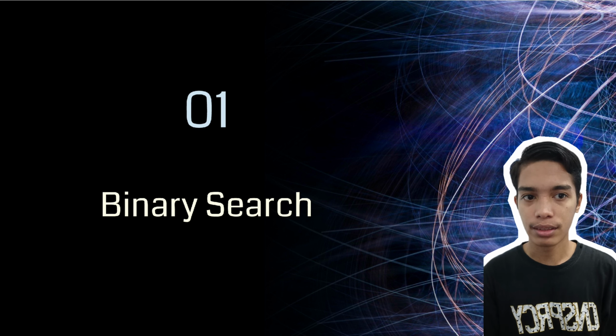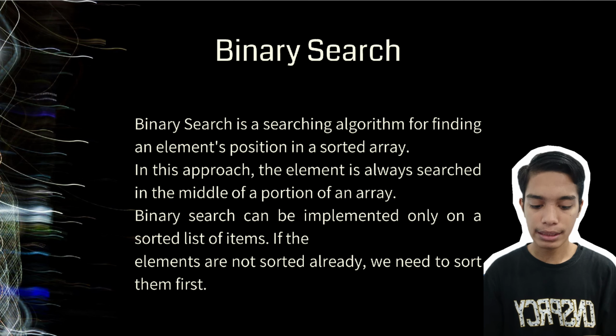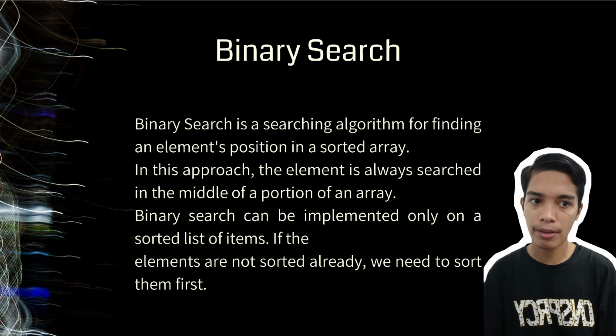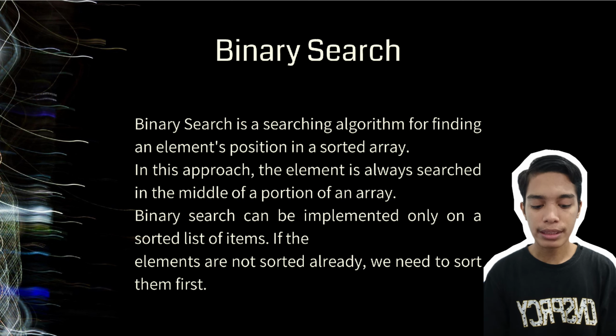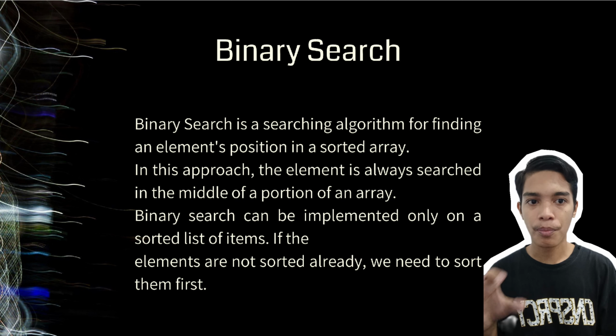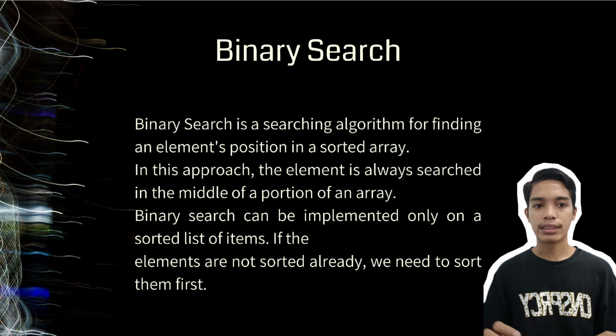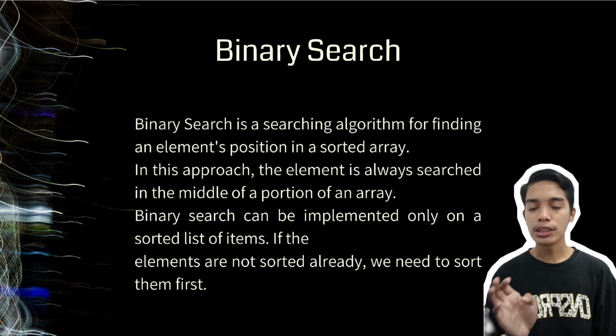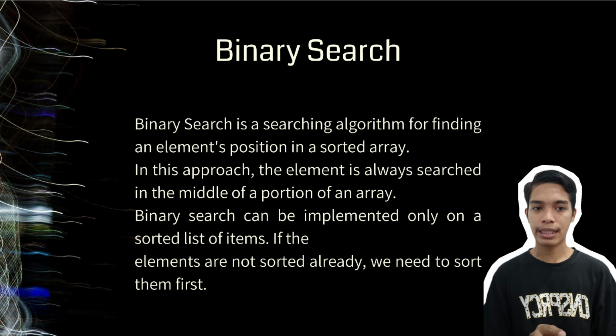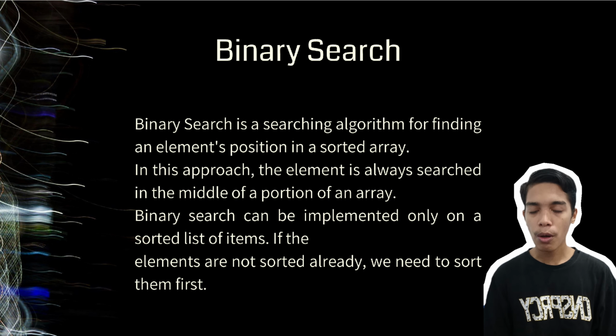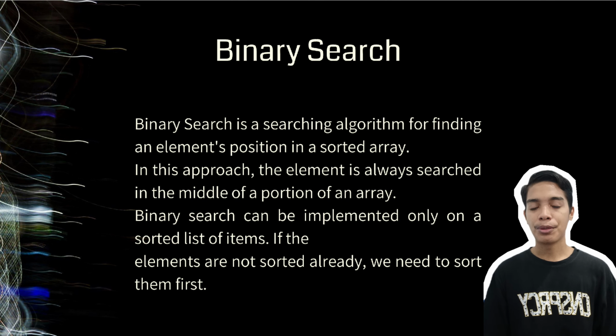First is binary search. Binary search is an algorithm for finding an element's position in a sorted array. It can only be implemented when the list is already sorted, so we need to show how binary search improves on that.